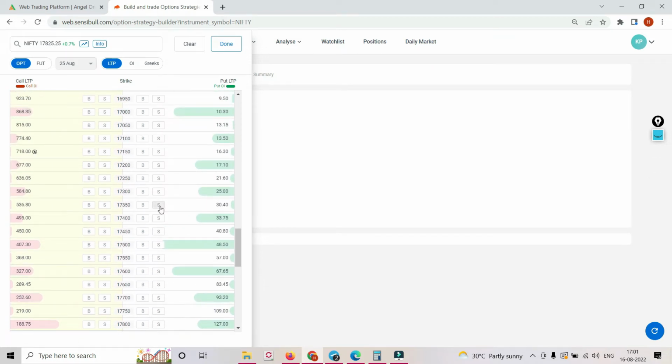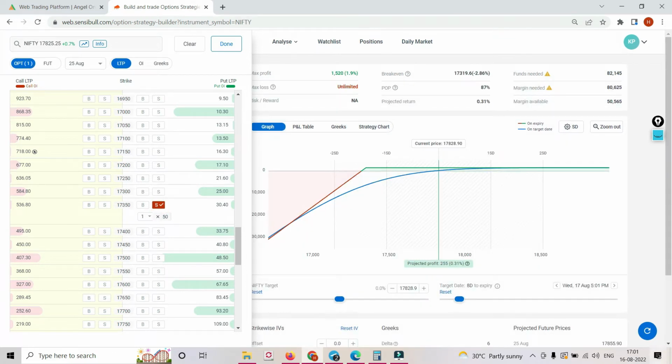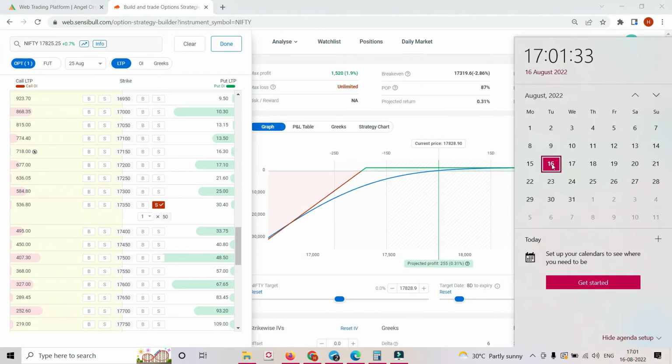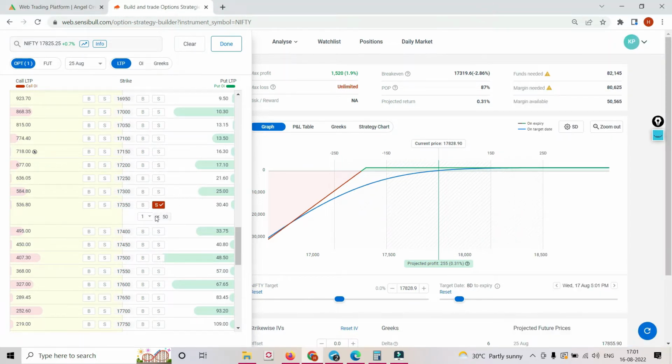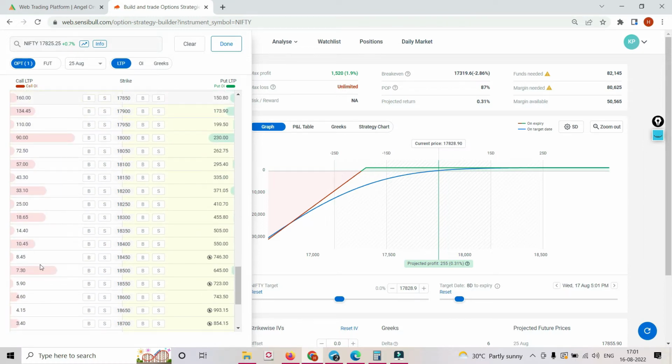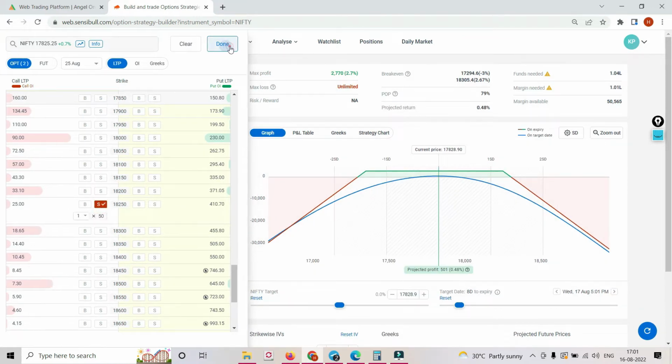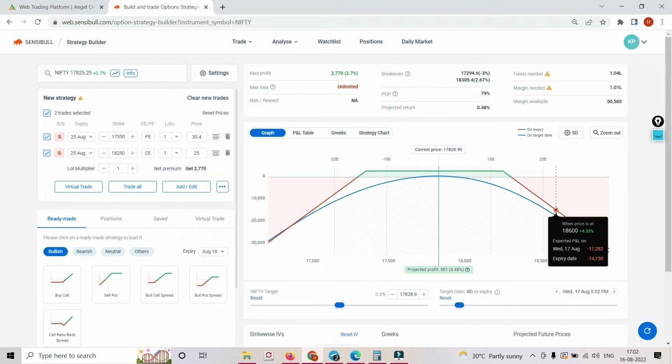I'll go for a premium of 30 rupees, because today is Tuesday. If it is Tuesday, I'll go for 30 rupees premium for the 25th expiry. If I'm deploying tomorrow on the 17th for the 25th expiry, I'll go for 25 rupees premium. Okay, I will sell a put at 30 rupees, and I'll go to the call side and check for anything which is at 20. Let me select this 25 rupees. That's it. So this is your typical strangle.